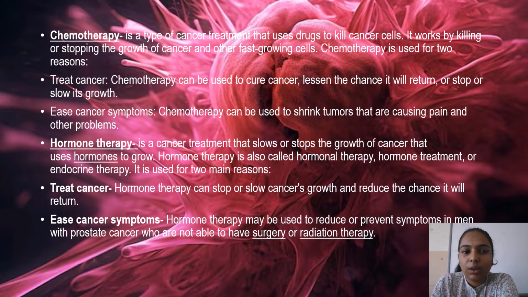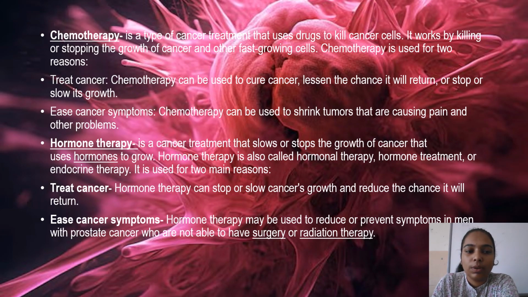Next, we have chemotherapy, which is a very common type of treatment every one of you must be aware of. It is a type of cancer treatment that uses drugs to kill cancer cells. It works by killing or stopping the growth of cancer and other fast-growing cells. It is used for two reasons: to treat cancer or to ease cancer symptoms. Chemotherapy can be used to cure cancer, which lessens the chance that it will return, or stop its growth or slow its growth.